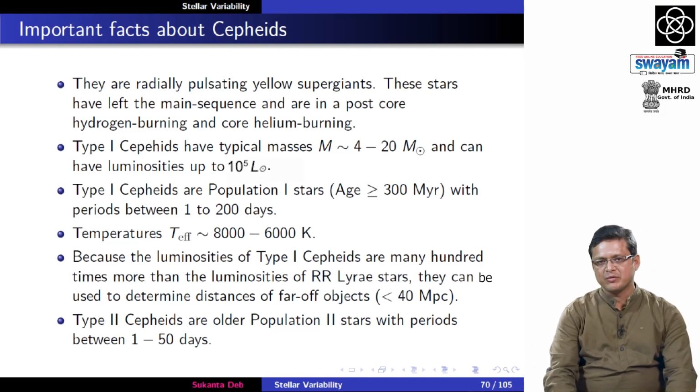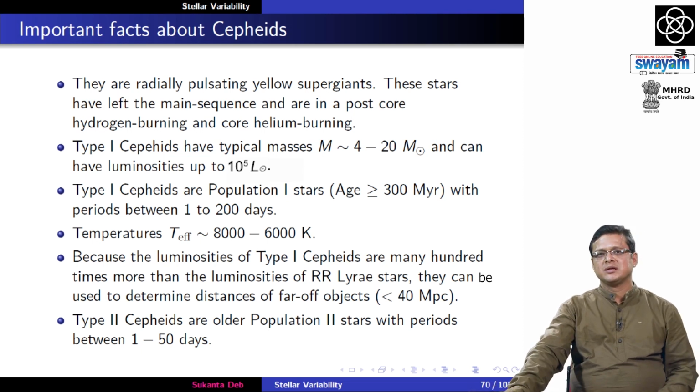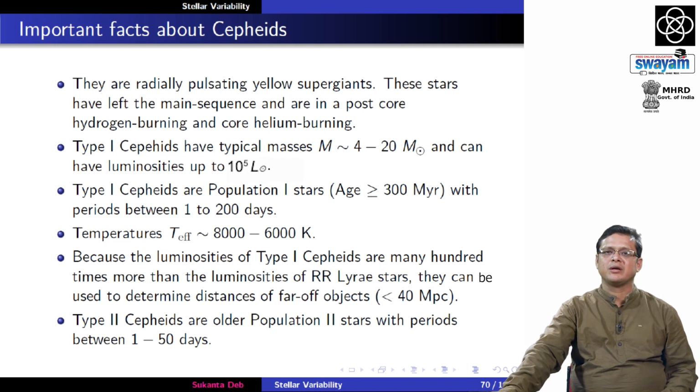So, we have some of the important facts that we have learned about Cepheids. They are regularly pulsating yellow supergiants. These stars have left the main sequence and are in post core hydrogen burning and core helium burning. Type 1 Cepheids typically have masses of the order of 4 to 20 solar masses, and can have luminosities up to 10 to the power 5 solar luminosity. Type 1 Cepheids are population 1 stars, and their ages are more than 300 mega year, with periods between 1 to 200 days. The temperatures of these Cepheids are in the range 6000 to 8000 degree Kelvin.